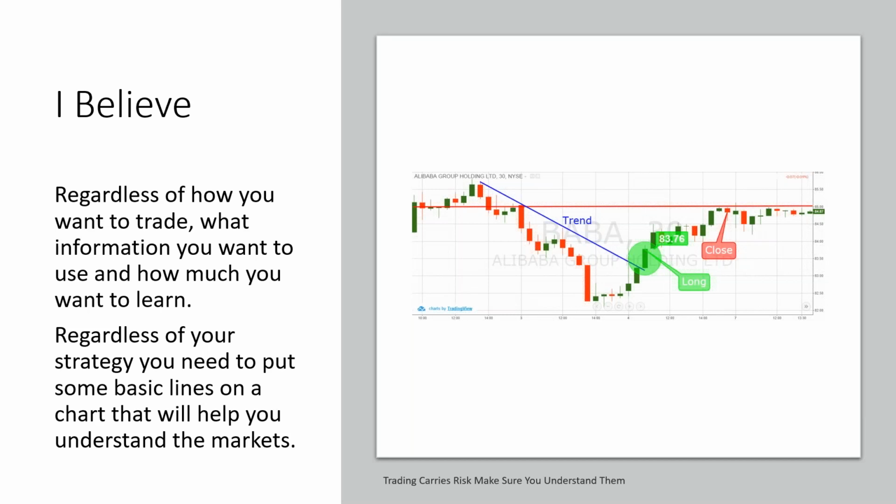So regardless of how you're going to trade, regardless of which chart you're going to trade from, regardless of how much you want to learn, regardless of what strategy you're going to use, you need to be able to put some basic lines on a chart that'll help you understand the markets. Because the old adage in the market is the trend is your friend. So you have to be able to put a trend line on your charts, because that'll tell you which side of the market you should be trading.